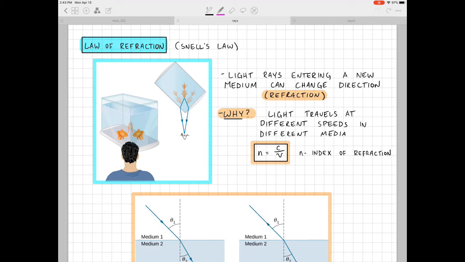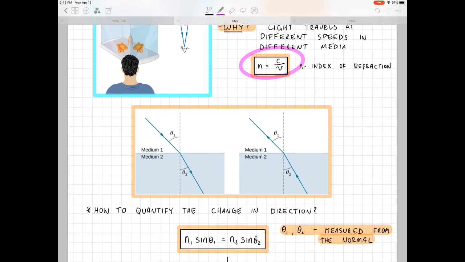And again, this index of refraction is the way that we characterize or quantify that speed in a given medium, right? Index of refraction is the ratio of the speed of light in vacuum to the speed of light in the given medium. So how do we quantify how much light bends as it passes from one medium into the other? This is Snell's law, or the law of refraction.